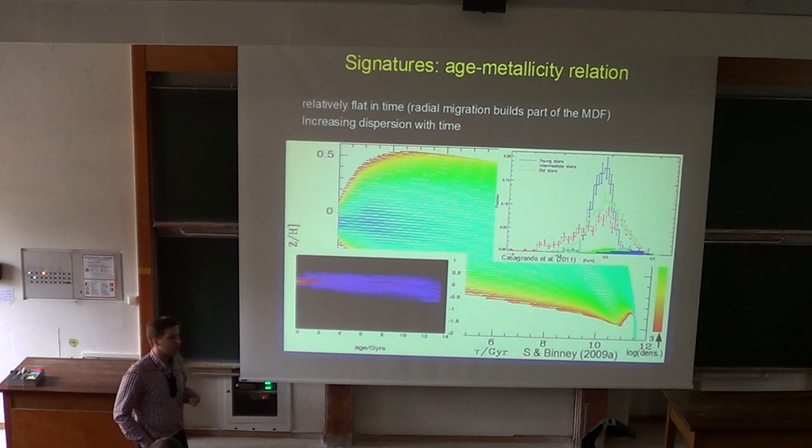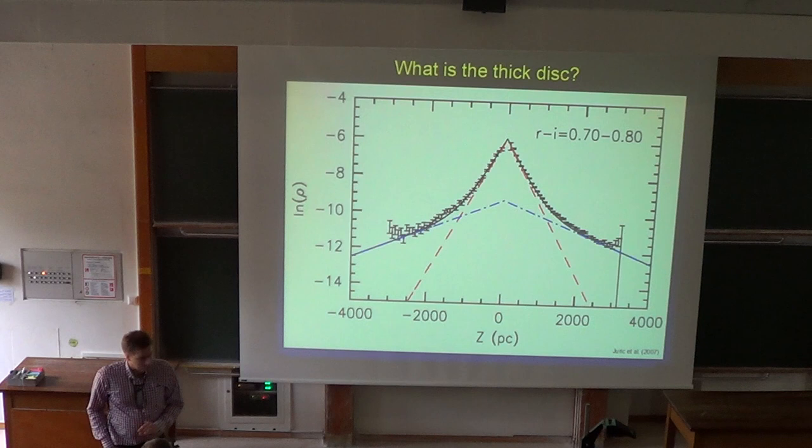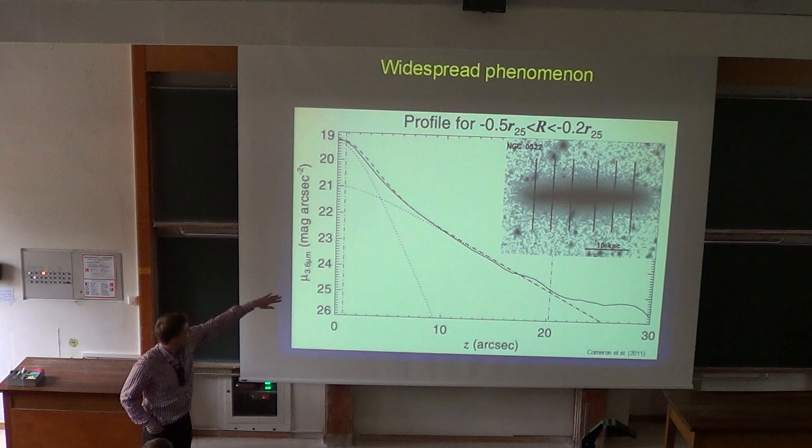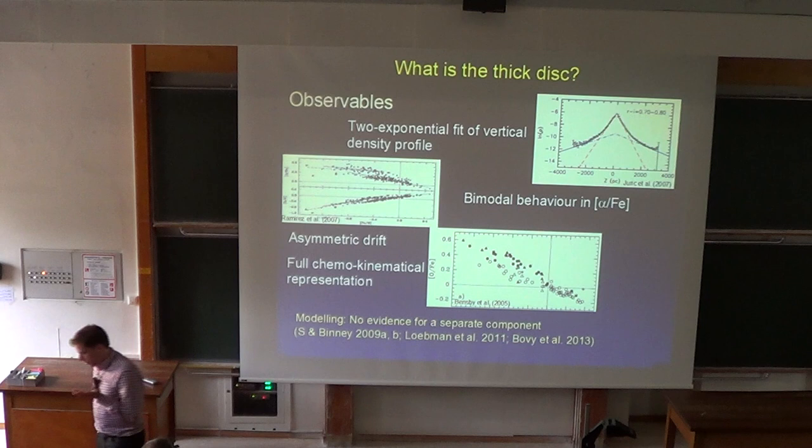Okay. A widespread phenomenon for the thick disk. Migration can explain that, and we will see. So this is just a different galaxy. You see how this profile is there, with a two-dimensional profile vertically. For the Milky Way, this was the old SDSS data from Schoenrich et al. 2007. And what do people typically consider the thick disk?